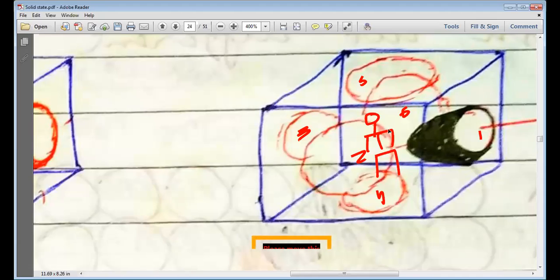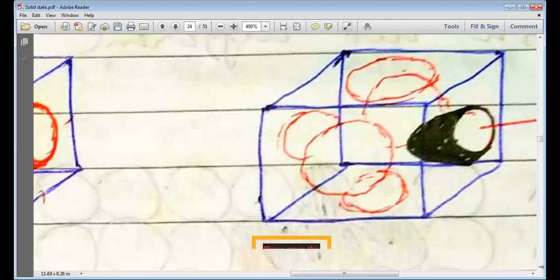in front of you, you have the second face, and at the back of you, you have the sixth face. On the left hand side, first, and right hand side, third. Above your head, you have the fifth, and under your leg, you have the fourth face. This is how these faces are present in the face-centered unit cell. And apart from this, they definitely have particles at the various corners.